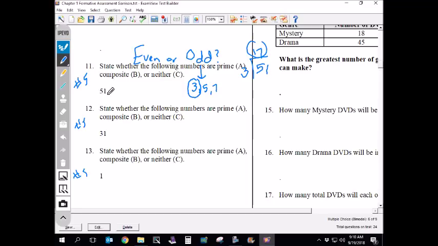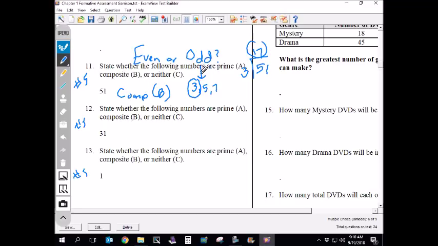But we now know that 51 has at least 3 factors because it has 1 and 51, but it also has 3, making it composite, because we know composite numbers, or you can put C obviously, composite numbers are numbers that have more than 2 factors. Okay, prime numbers only have 2.